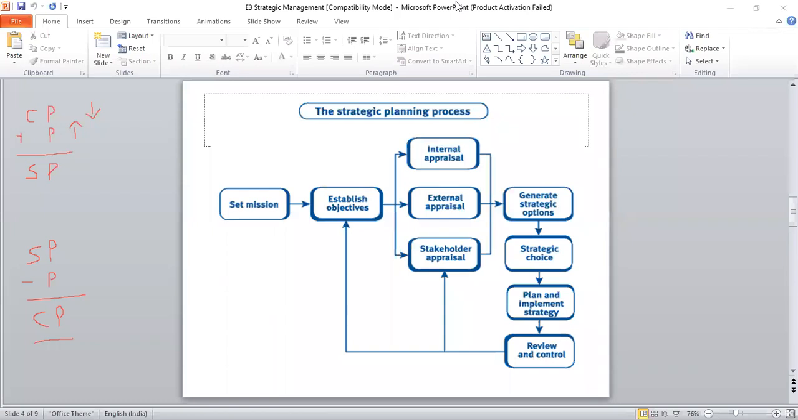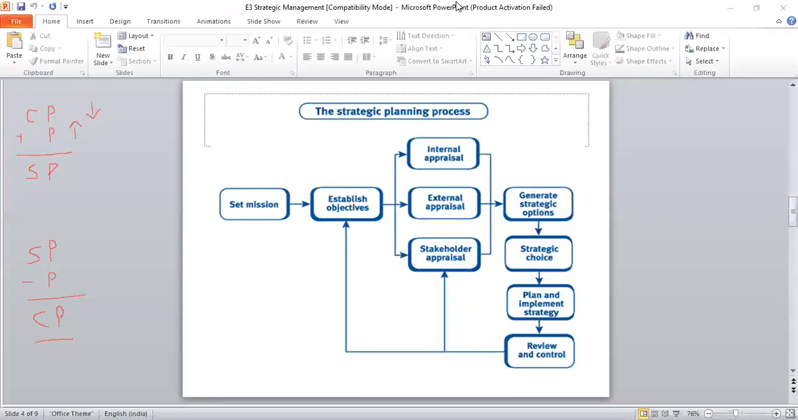Then, to achieve the basic purpose, it can be achieved by defining it in the objectives. So the objectives are set after the mission statement is defined. Then they establish the objectives which have to be achieved. When the objectives have to be achieved, there are three aspects which are considered: the first is internal appraisal, the second is external appraisal, and the third is stakeholder appraisal.